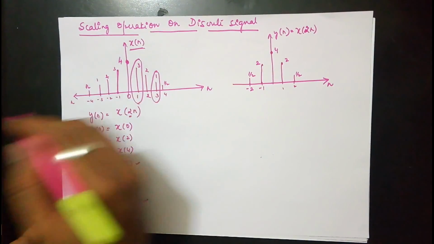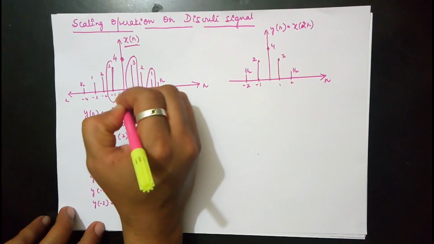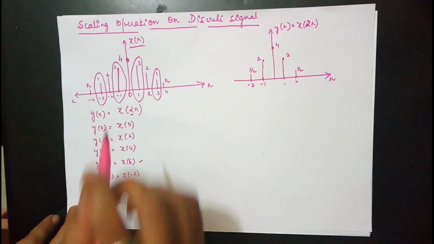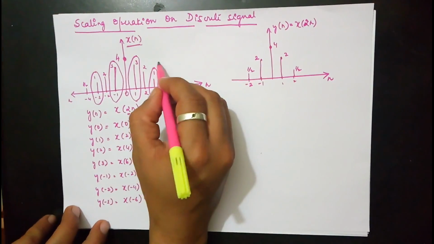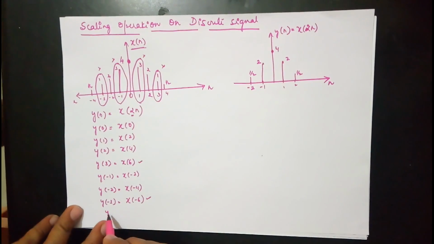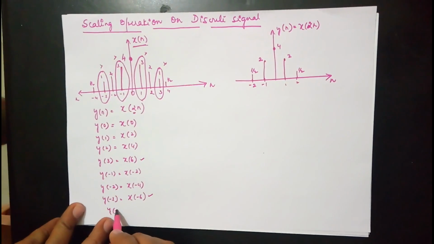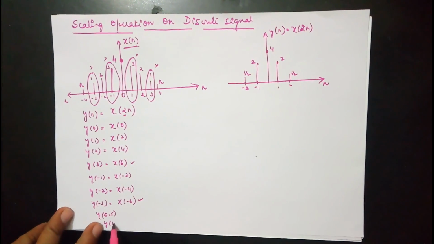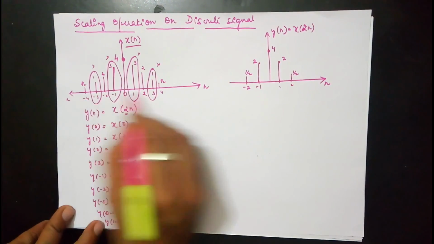Here, to the left of n is equal to 0, the sample at n is equal to minus 1 is lost, and the sample at n is equal to minus 3 is lost. Why are these samples lost? Because we do not have y of 0.5 or y of 1.5 on the n axis.